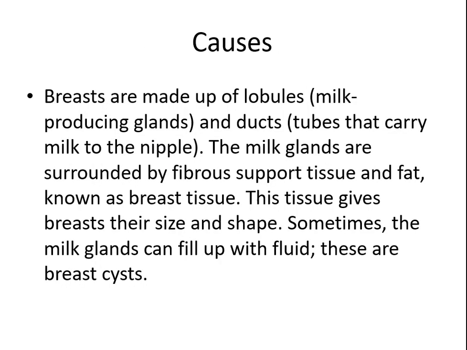Next are the causes of the breast cysts. Okay, as we know, the breasts are made up of the lobules, that is the milk producing glands, and the ducts, which we have seen in the diagram, the tubes that carry the milk to the nipple. The milk glands are surrounded by fibrous supporting tissue and fat, known as the breast tissues. Okay? So the surrounding parts of the glands are known as the tissues, and these tissues give the breast their size and shape.